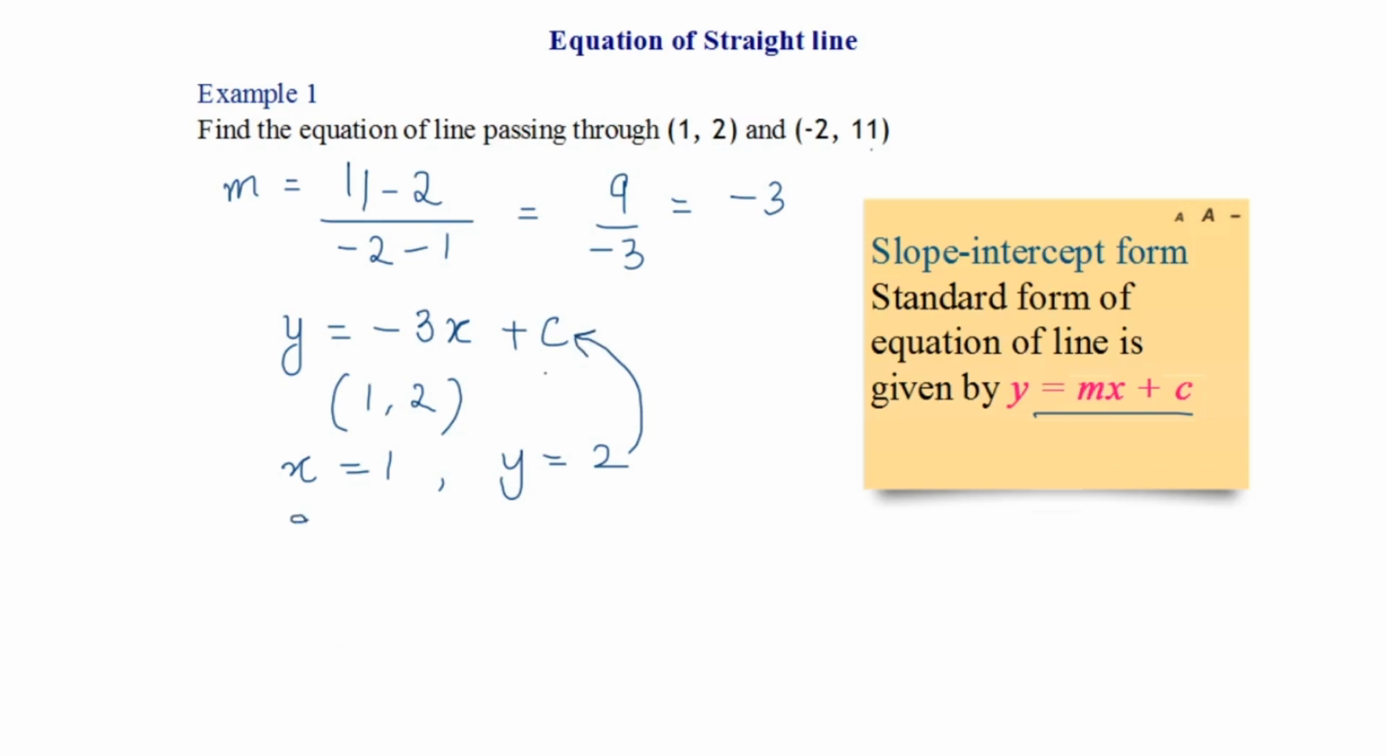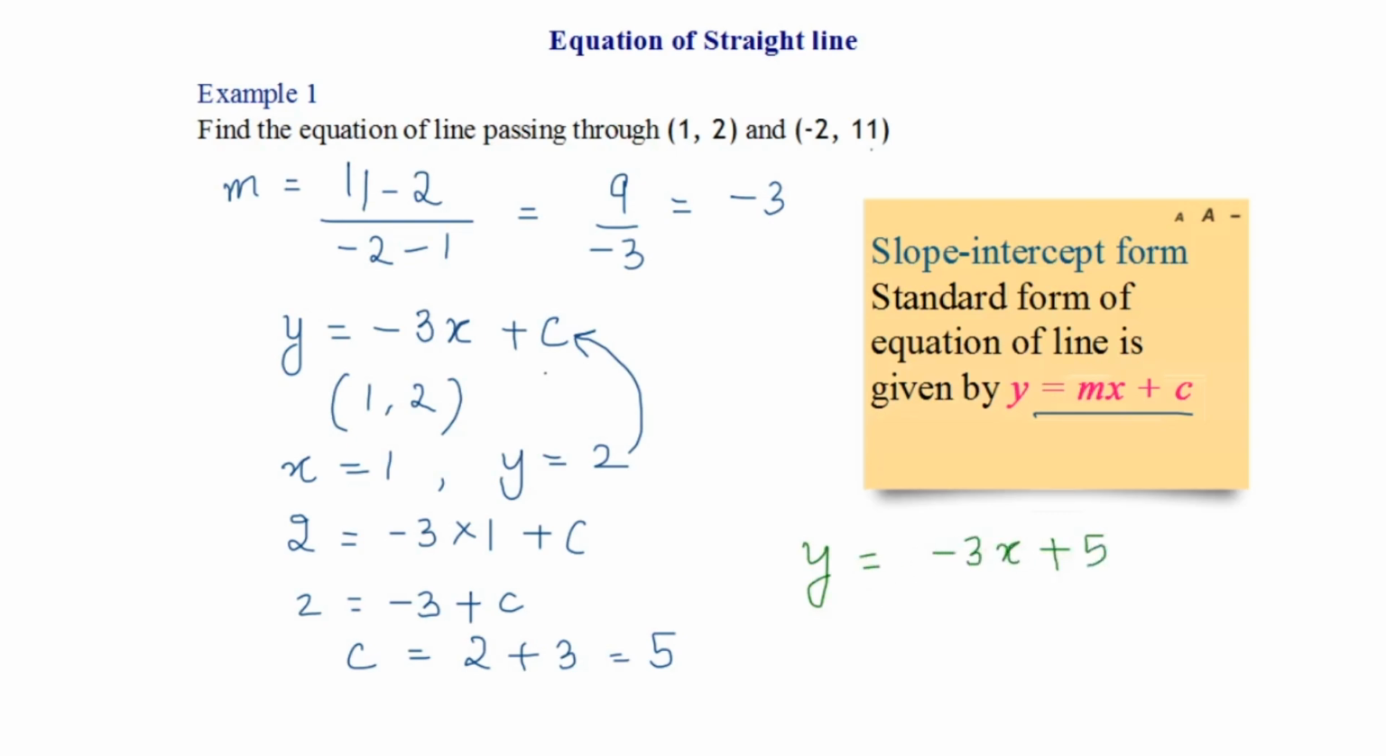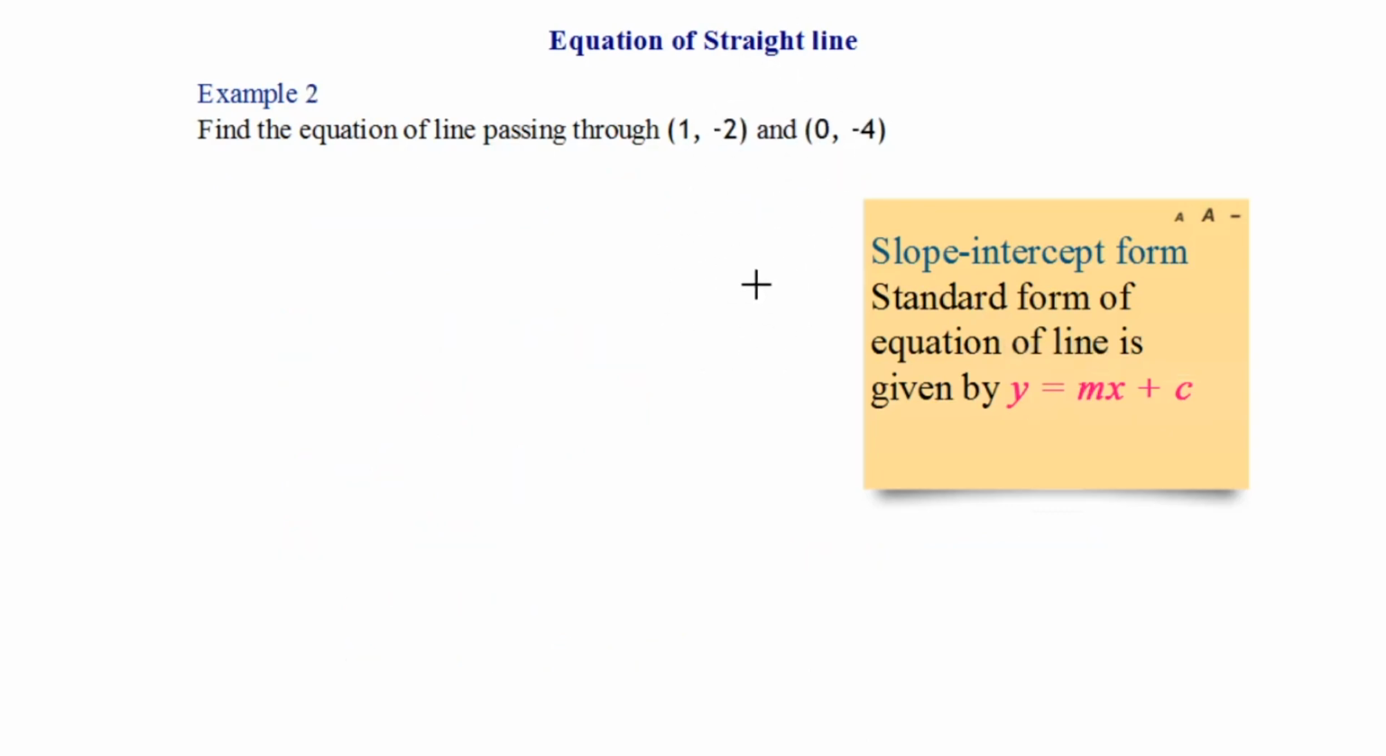Hence, I get 2 = -3 × 1 + c. Now, 2 = -3 + c and hence c = 2 + 3, which is equal to 5. Now, we have both the values, that is m as well as c. So, we have got the equation, which is y = -3x + 5. Let's move to the next example.